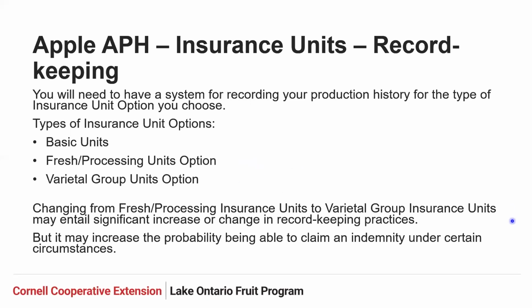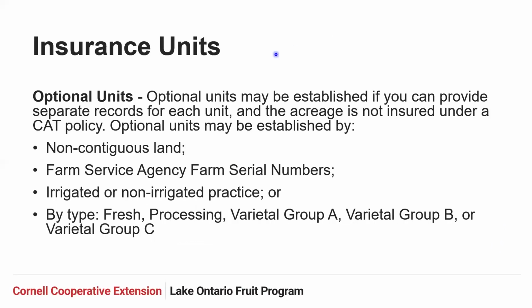Changing from fresh and processing insurance units to Varietal Group insurance units may entail significant increase or change in record keeping practices, but it may increase the probability of being able to claim an indemnity under certain circumstances. Insurance units. The criteria under which insurance units are determined set the types of records and level of detail necessary to set up optional insurance units. In the regional fact sheet language here, we see that one must have separate records for each unit.